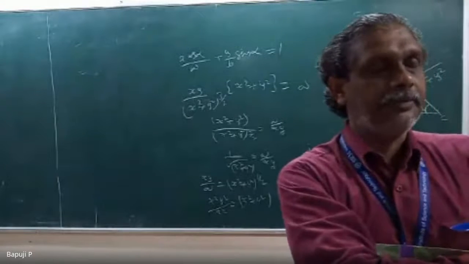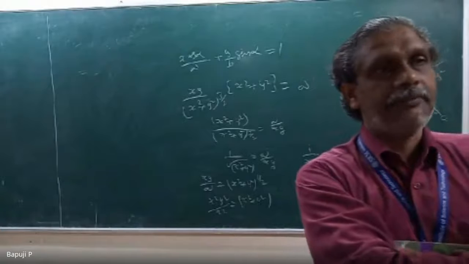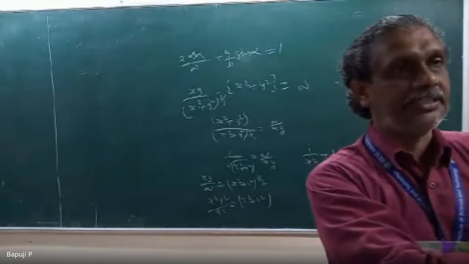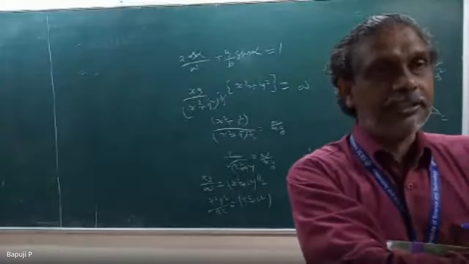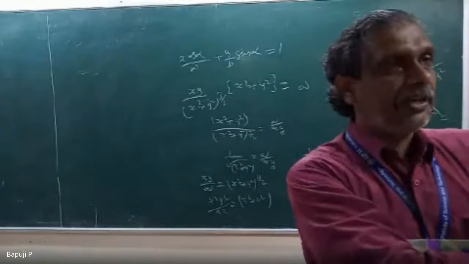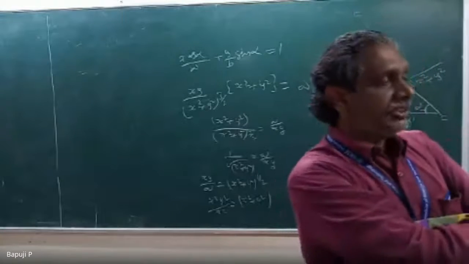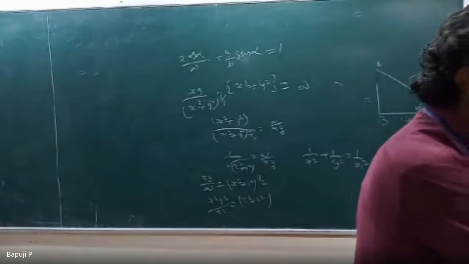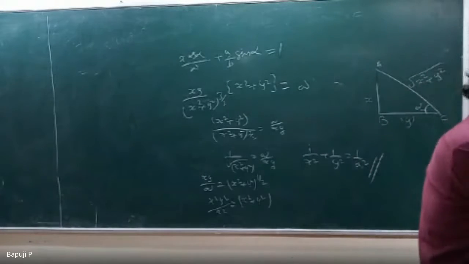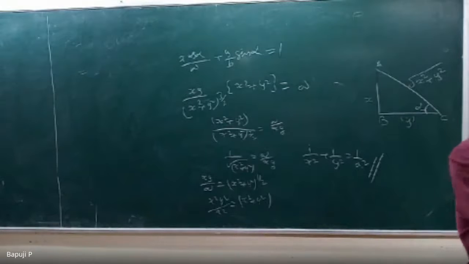What are you getting, tell me? x cos alpha by a plus y sin alpha by b is equal to 1. So from this, what do you understand? The given is the equation of the tangent of the ellipse. Finally, if you solve, you want to get x square by a square plus y square by b square is equal to 1. You have to reach that.